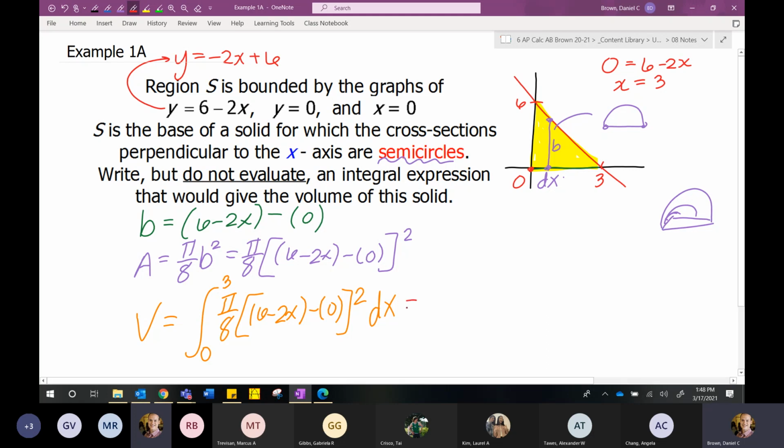If you wanted to simplify it, pi over 8 is a coefficient, so it can be brought on the outside of that integral. And then that base, 6 minus 2x minus 0, is just 6 minus 2x. Don't forget the squared or the dx. I would probably just leave it in the one that I have in orange. It told me not to evaluate it. Do realize if you did have to evaluate this one, you would have to FOIL that, then use the power rule, then do top minus the bottom. But we're just going to set it up because that's what it told us to do.